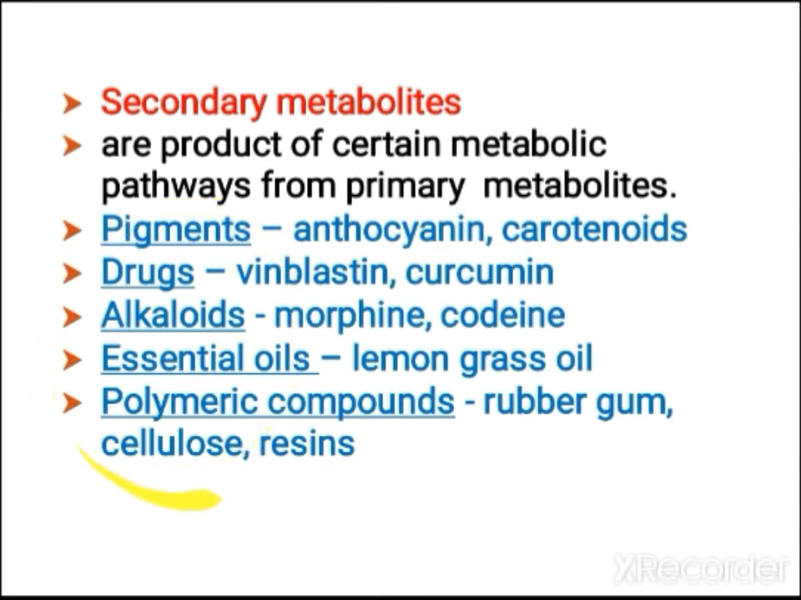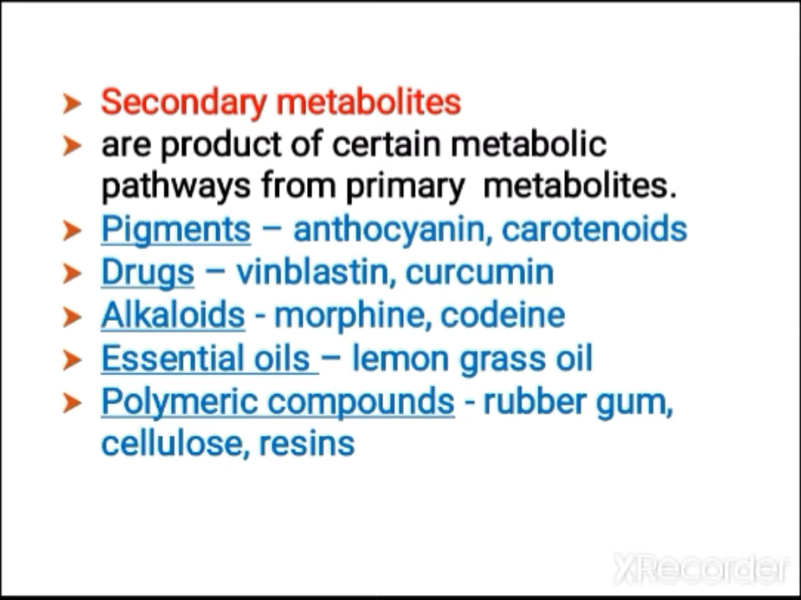Five examples can be asked in five mark questions also. Sometimes by giving the example they can ask which category of metabolite it belongs to; you have to identify whether it is a primary or secondary metabolite. Pigments: anthocyanin pigment, carotenoids; beetroot contains anthocyanin pigment, and carrot contains carotenoids. Drugs like vinblastine, curcumin; alkaloids, morphine, codeine; essential oil, that is lemongrass oil; then polymeric compounds, rubber, gum, cellulose, resins. All come under secondary metabolites.